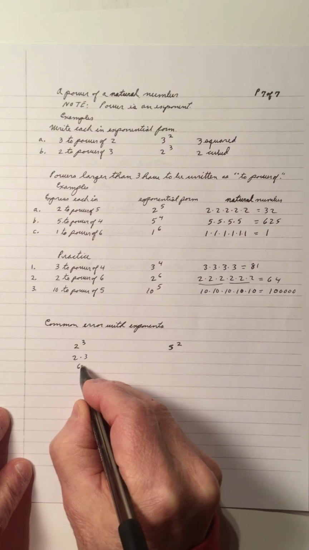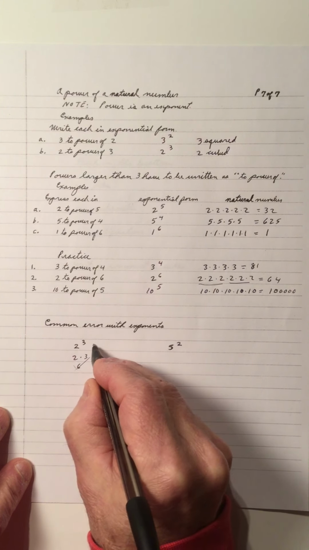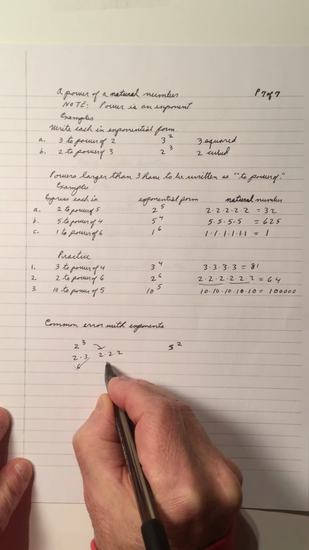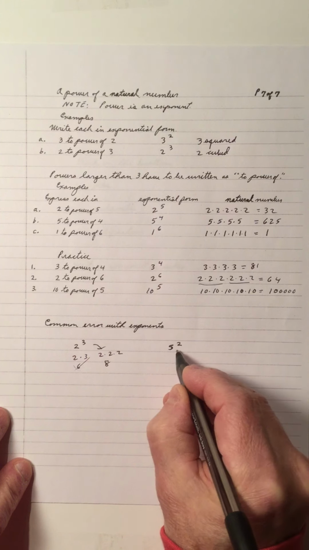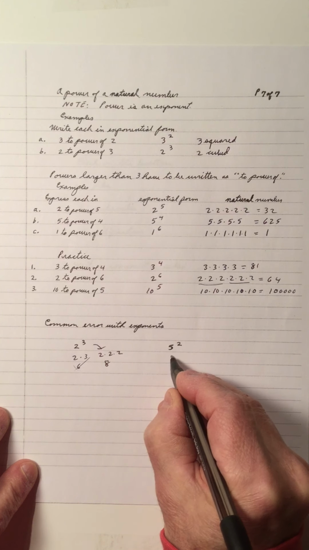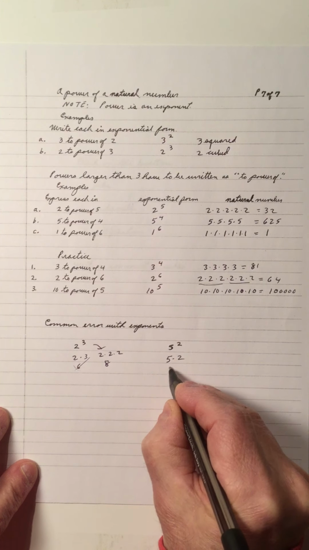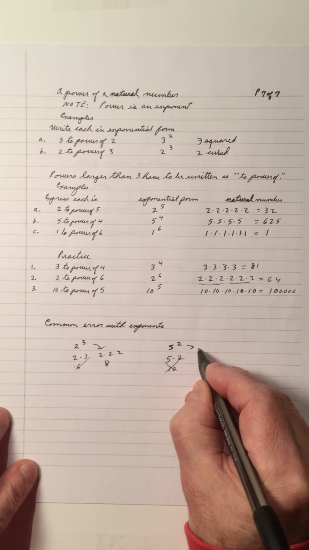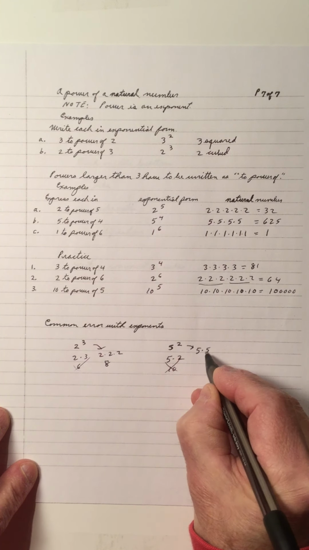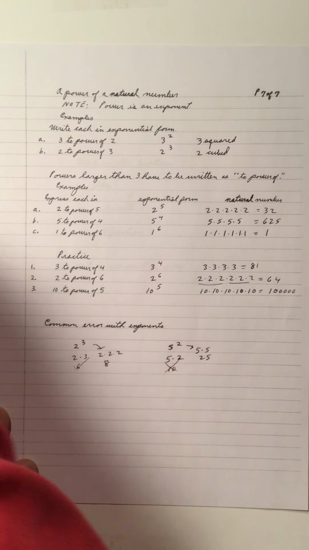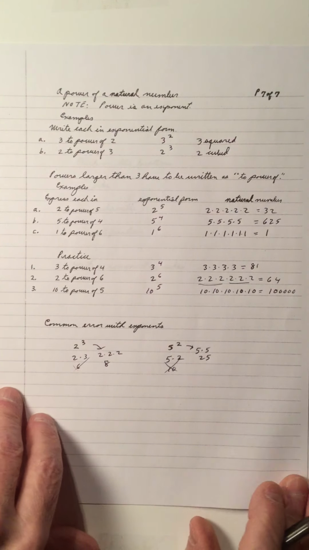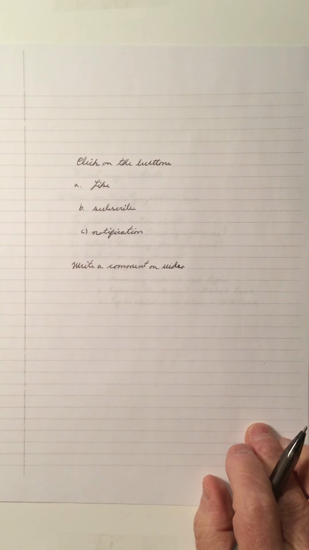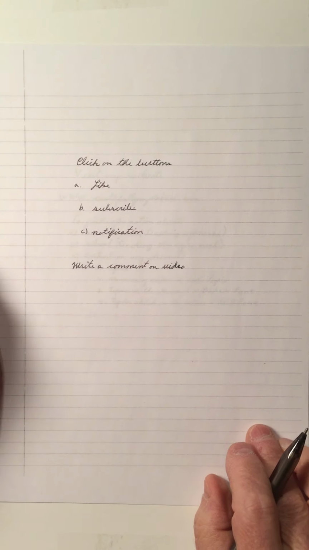A common error with exponents is to say that 2 cubed is 2 times 3, which is 6. But we know that's wrong because 2 cubed is 2 times 2 times 2, which is 8. 5 squared is 5 times 2, which is 10. And we know that's wrong because 5 squared is two 5s multiplied together, which is 25. So that's the review of exponents, just starting out, fundamentals.